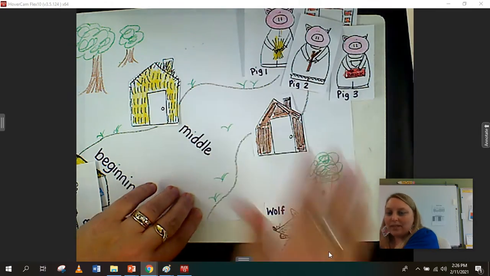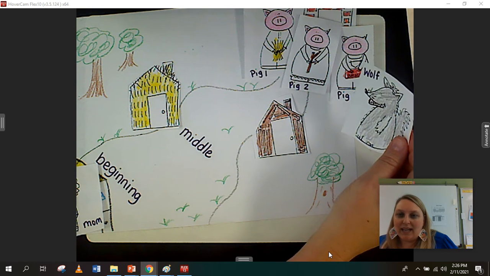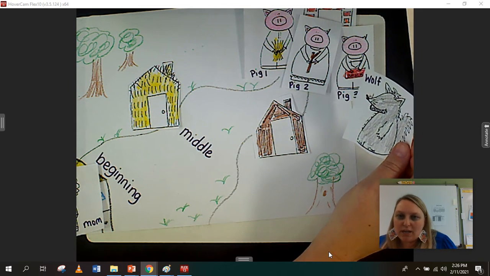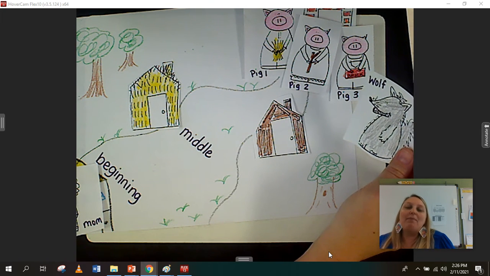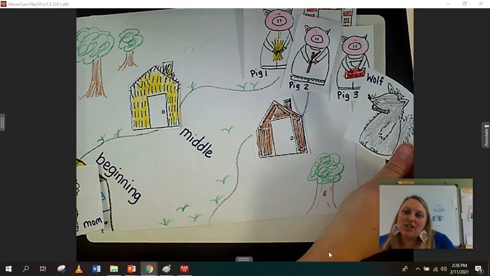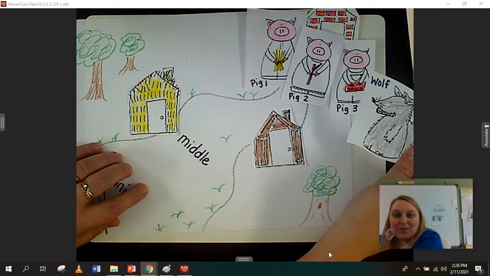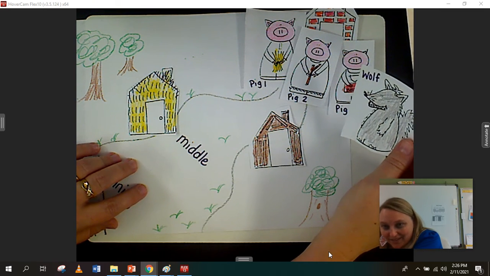And then what happens, friends? Yep, that wolf came to the house with the bricks. And he said, "Knock, knock, knock. Little pigs, let me in." Friends, what did they say? Yeah, they said, "Not by the hair of our chinny chin chins," didn't they? And so then what did the wolf say? The wolf said, "Then I'll huff and I'll puff and I'll blow your house down."